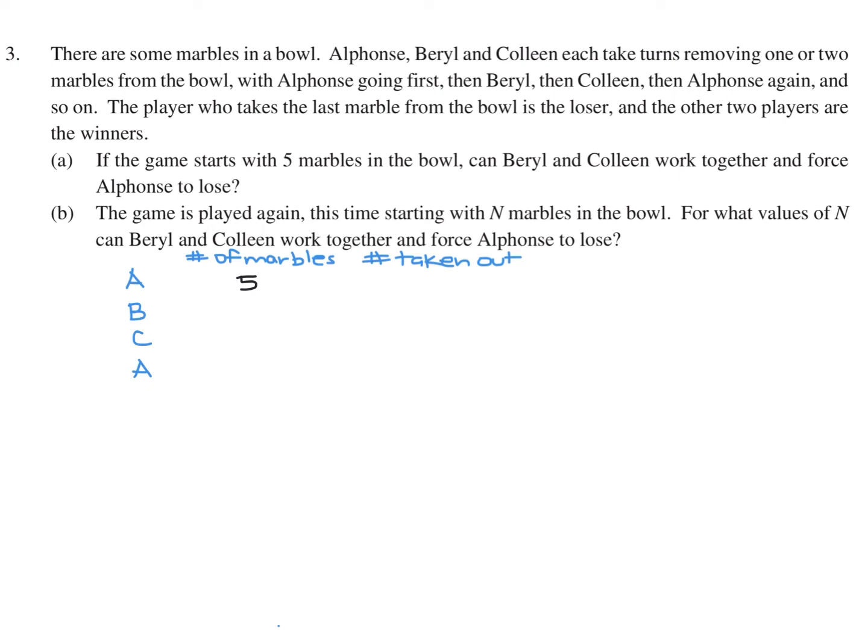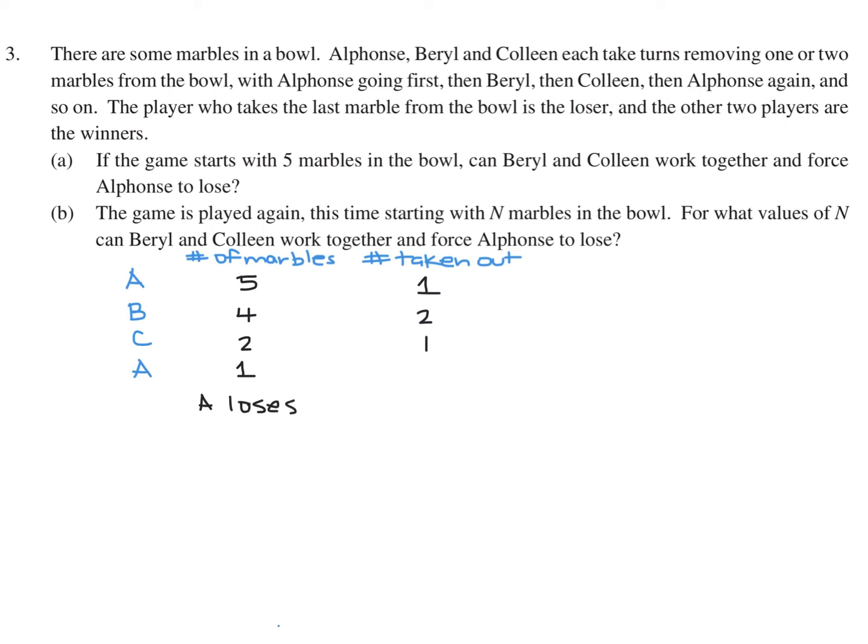Well, if he removes 1, that's not under the control of Colleen or Beryl. They have to sort of wait to see what he does. If he removes 1, Beryl then has 4 that she begins with. She's going to remove 2. That means Colleen will start off with 2. Colleen will remove 1. Alphonse will then end up with 1. And then, according to the question, the player who takes the last marble from the bowl is the loser. So that means A loses.